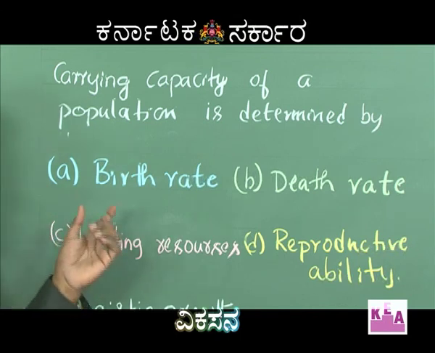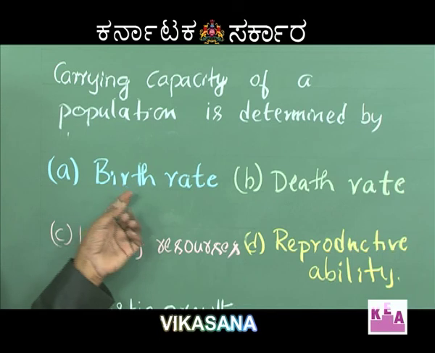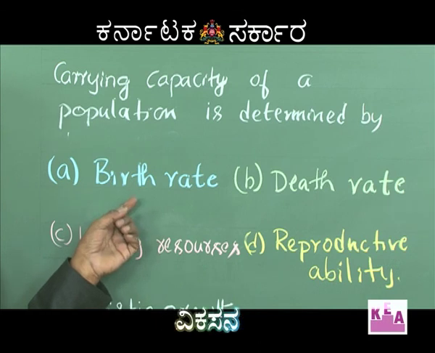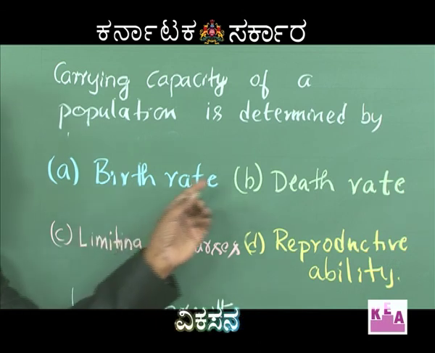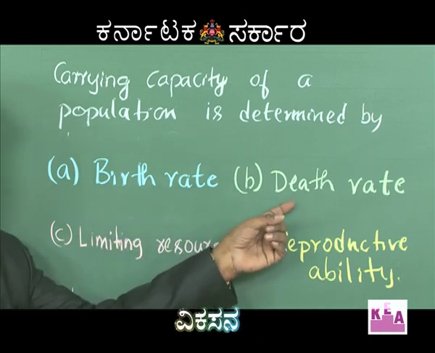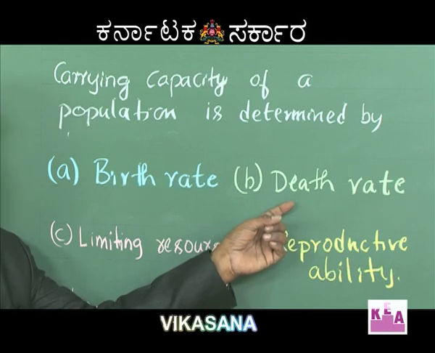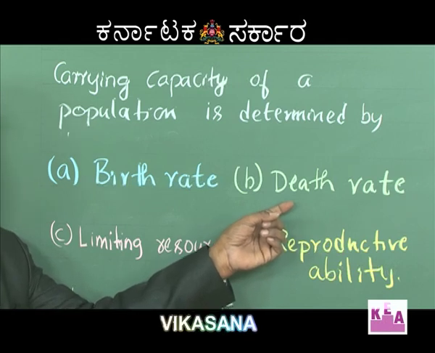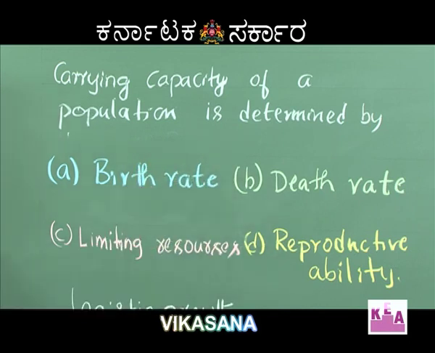There are four options. Option A is birth rate. Birth rate means the number of births happened in a given habitat in a given period of time. The death rate is the number of deaths happened in a given population in a given period of time. And option C is limiting resources. The habitat has only so much resources which can support so many number of species.